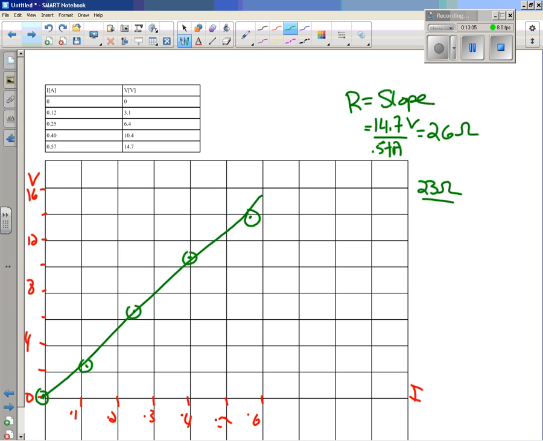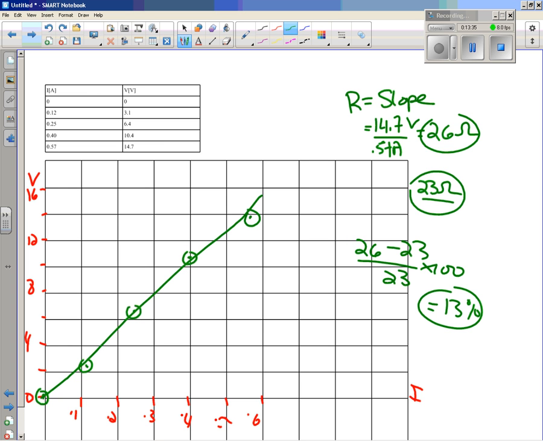So if I want to do a percent deviation, you go experimental minus theoretical divided by theoretical times 100. So that would be 26 minus 23 over 23 times 100, and that gives me a deviation of 13%.